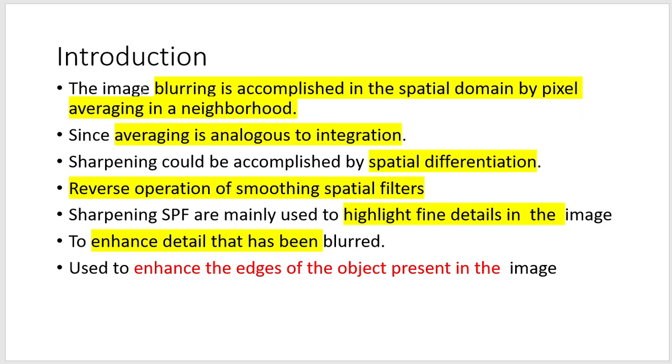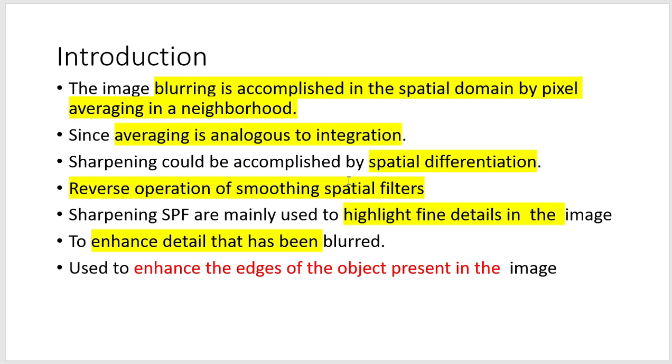Image blurring is accomplished in the spatial domain by pixel averaging in the neighborhood, in which you make the pixel reach a certain average value according to the pixel values of the neighborhood elements. Sharpening, however, can be accomplished by spatial differentiation. The reverse operation of the smoothing spatial filter is performed.